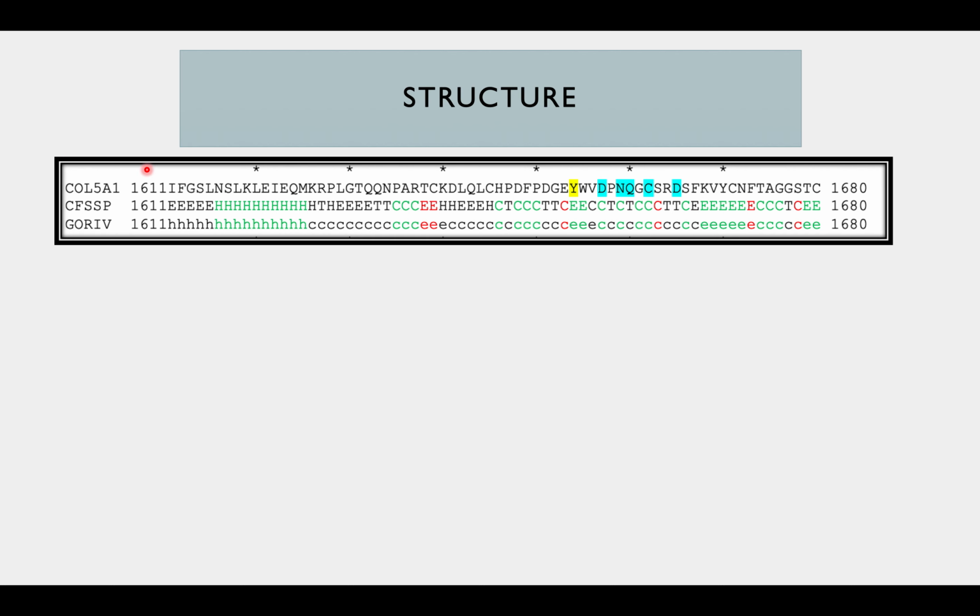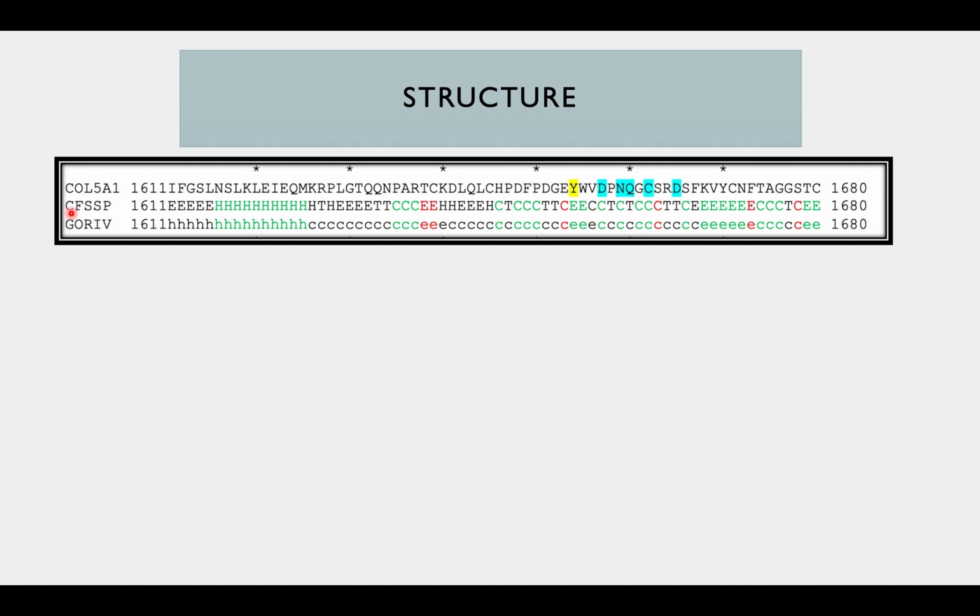So this is just a little segment from amino acid 1611 to amino acid 1680, with the asterisks denoting every 10 amino acids. In yellow is one of the common nonsense mutations, and in blue are the calcium binding sites. The next two lines are the secondary structure predictions taken from two different websites.